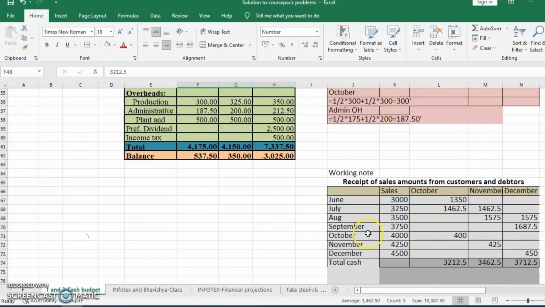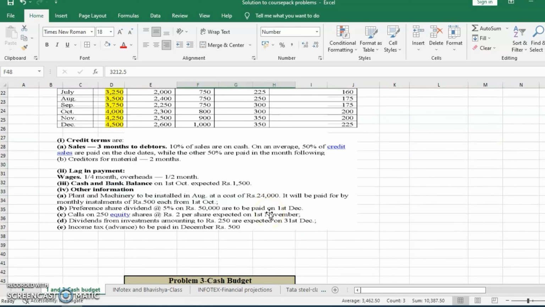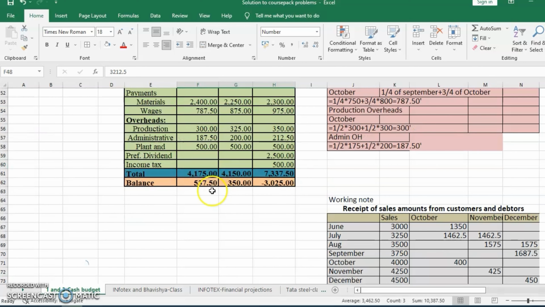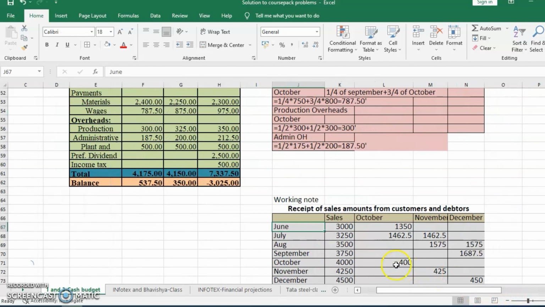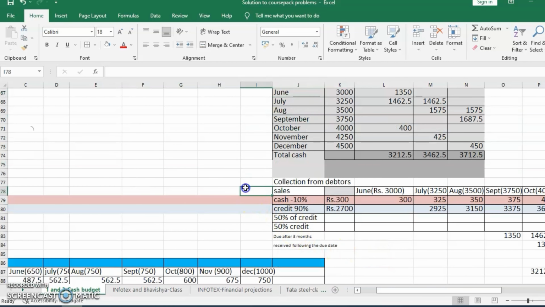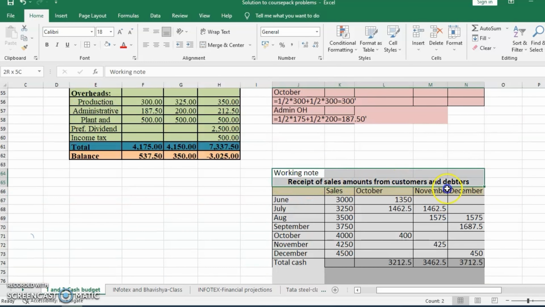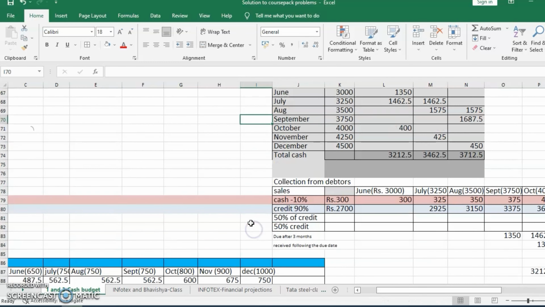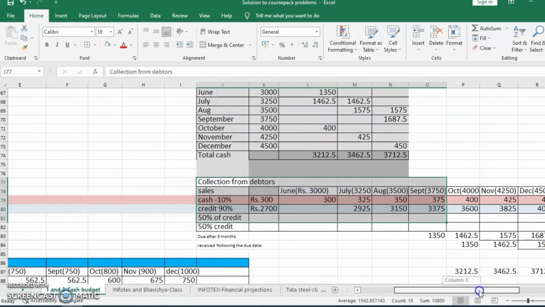Basically, we are told that there is a sale, right? Sales is on 3 months credit to the debtors. 10% of the sales are on cash. On an average, 50% of the credit sales are to be paid on the due date, while the 50% are to be paid in the month following. What does that mean? Although we are told to prepare the budget for October, November, December, I have taken this for our easy understanding. This is one of the working notes. You can refer to this later, but for easy understanding, I've taken this portion. You can just have a look at this alone.